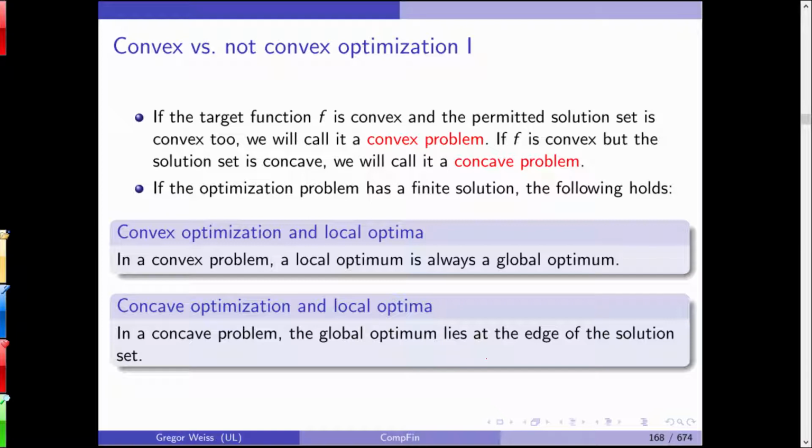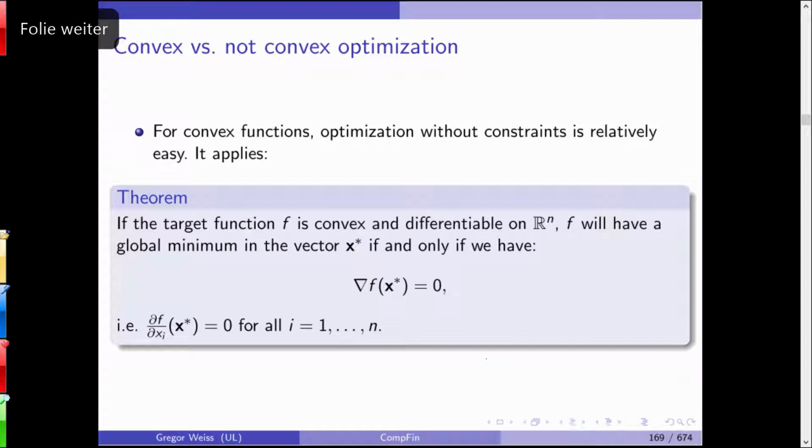And then you can stop. You don't have to prove that the local optimum you found is a global one. You know that the first one you encounter is a global optimum. And this is quite convenient, especially in microeconomics and, as I said, in portfolio management. And in a concave problem, the global optimum lies on the edge of the solution set. So you also know. So what can you do?